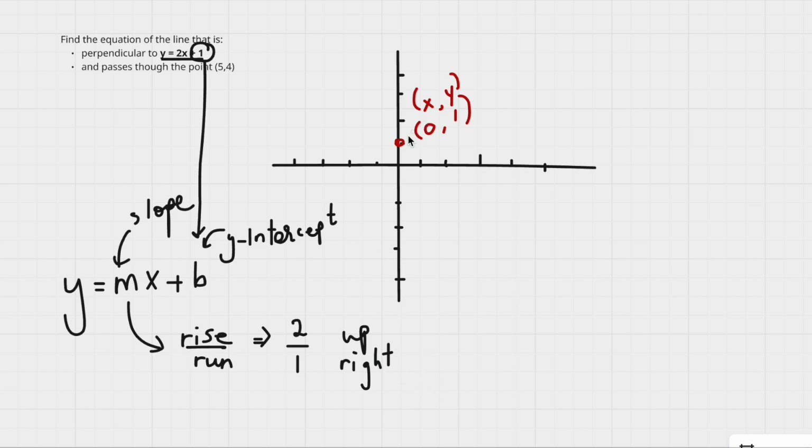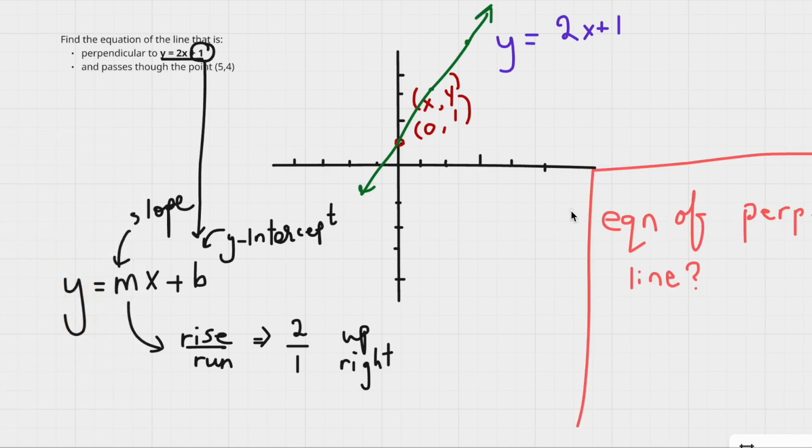So let's graph this. Start here, go up by 2 and to the right by 1, up by 2 and to the right by 1. Your graph will look something like this. This is the graph of y equals 2x plus 1. We want to find the equation of a line that's perpendicular. And what would that look like?